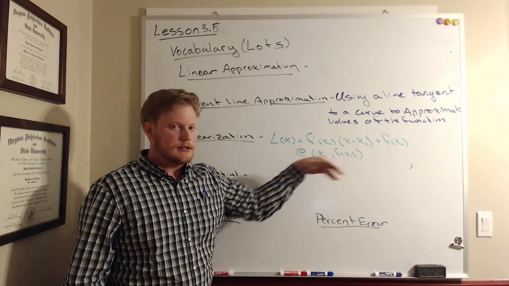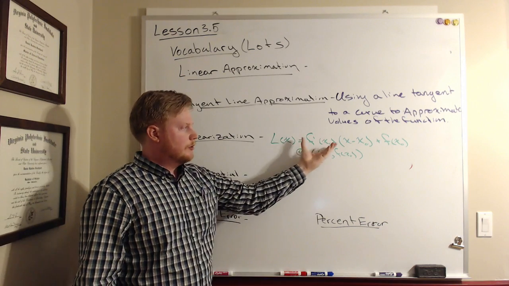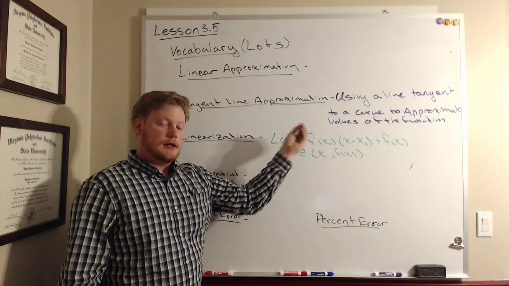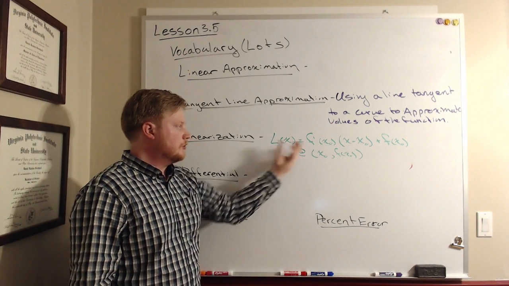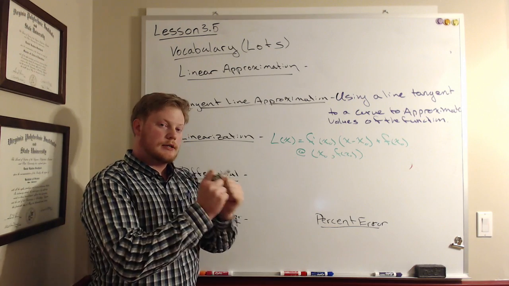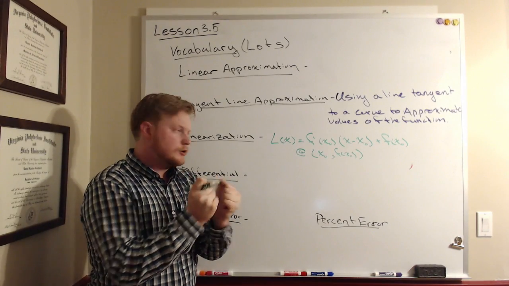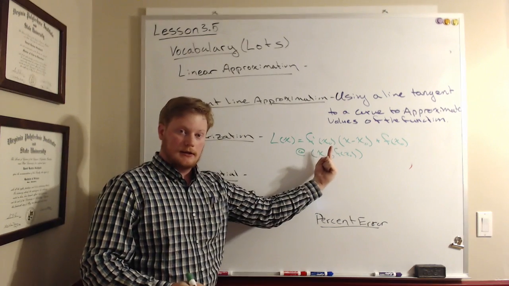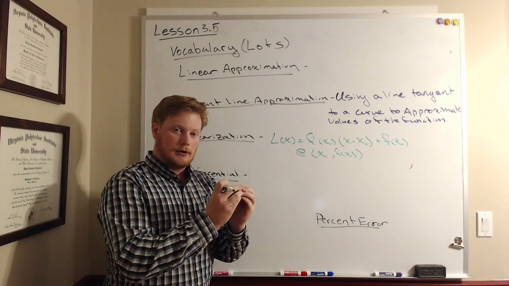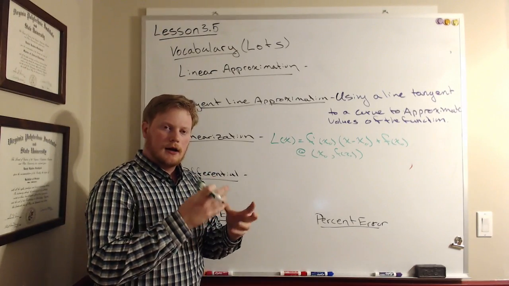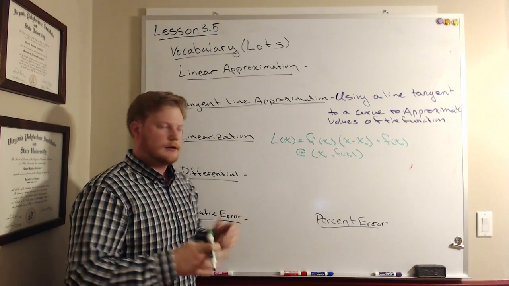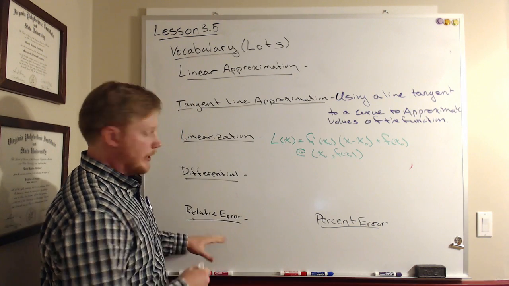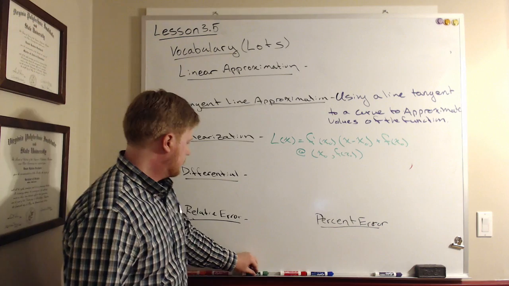So all this gives us is a point slope form of a line that is tangent to a curve, and we use that line to approximate values really close to x naught. The value at x naught is equal to the function, but on either side of x naught it may be less than or greater than. There is an error, which we'll get to in just a moment.